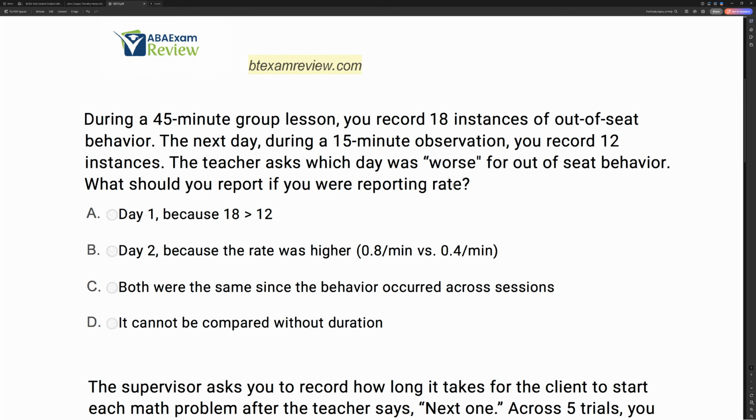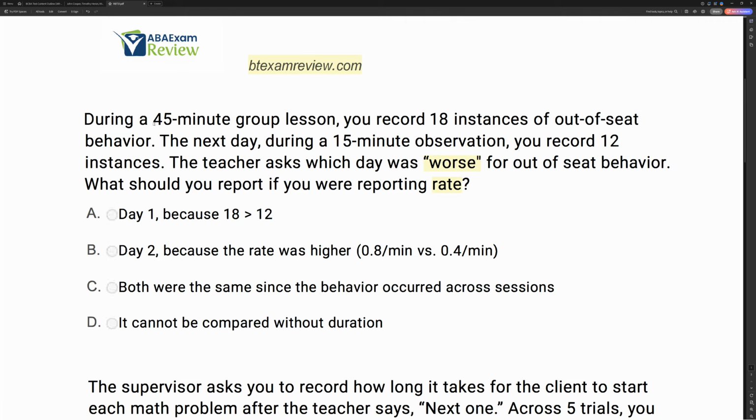The key to this question is to know that you are reporting rate. Remember, rate is our frequency with a time component. So we're counting how many times the behavior happens, and then we're adding a time component to it. So if this teacher says, which day was worse, she's asking, as far as rate goes, on what day did the behavior happen more often? And by often, we mean how many times per minute or session did it happen.